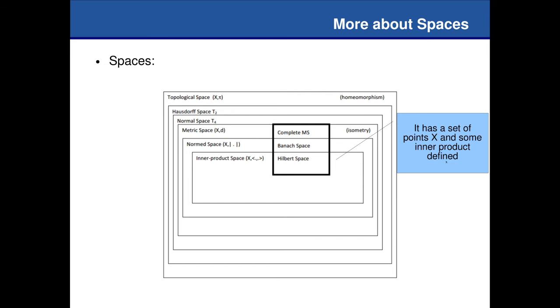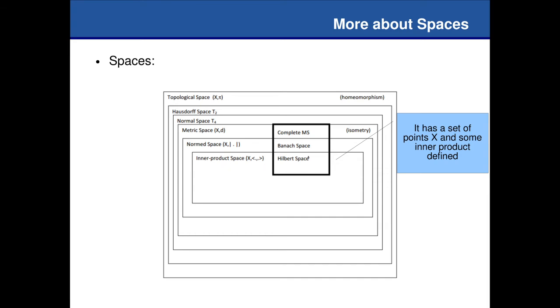So we have to have a way of computing inner products, okay? It's quite interesting to mention some examples of spaces. A complete metric space is inside the metric space. A Banach space is inside the normed space, and the Hilbert space is an inner product space.